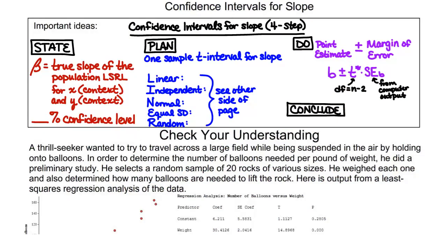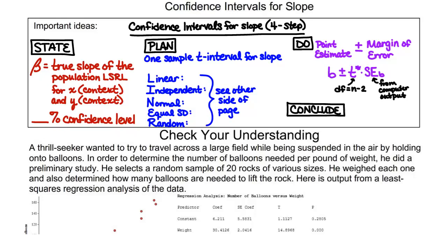All right, let's go ahead and flip the page over. So 4-step process for confidence intervals. State, plan, do, conclude. In the state step, beta is equal to the true slope of the population least squares regression line for x. Give me context. Tell me what that x is. Tell me what the independent or the explanatory variable is. And y. Include your context.